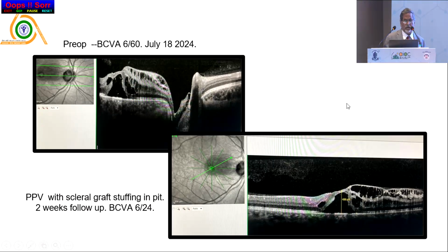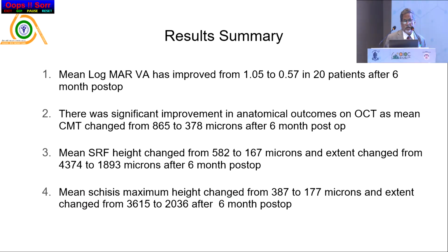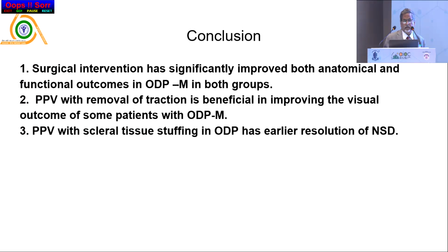It depends on when the patient presents. If the patient presents earlier, the visual recovery is good, but the majority of patients present late, so the visual outcome is not that good. Mean logMAR visual acuity improved from 1 to 0.5, and there was a significant decrease in the CMT and SRF height. So surgical intervention significantly improved both the anatomical and functional outcome of the optic disc pit in both the groups.